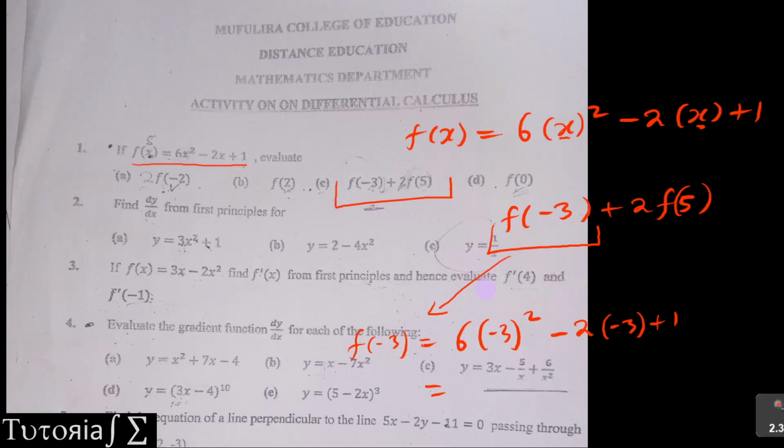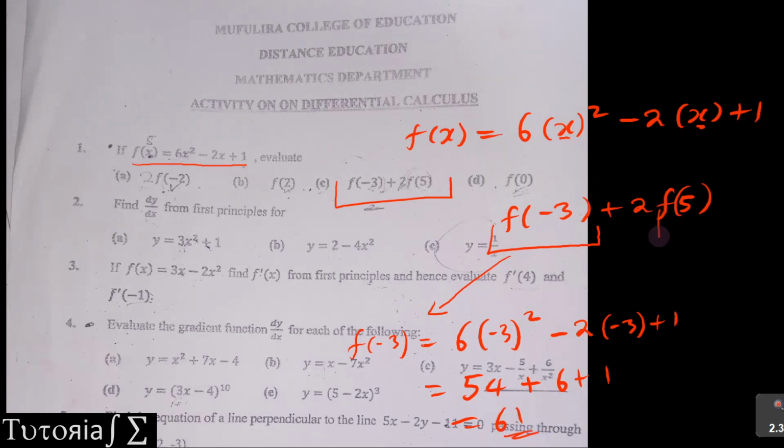9 times 6, that is 54. So this will be 54. Negative 2 times negative 3, that will be positive 6 plus 1. Positive 6 plus 1. Okay, so now this will add up to 61. This will be equal to 61.